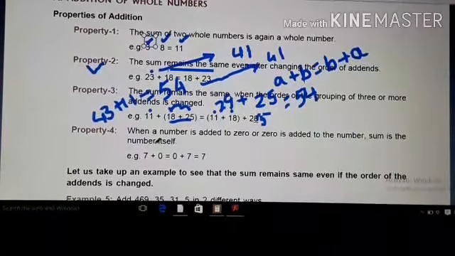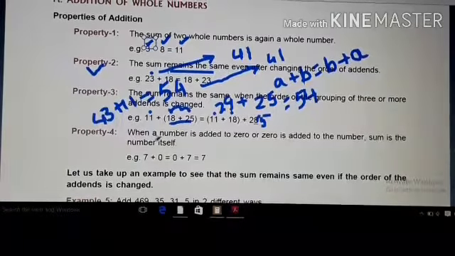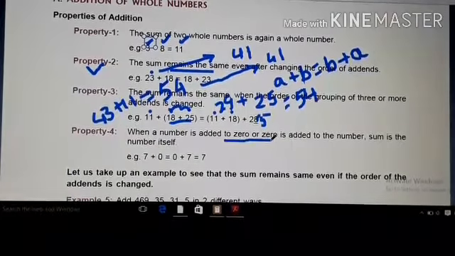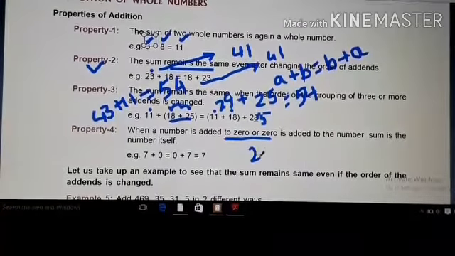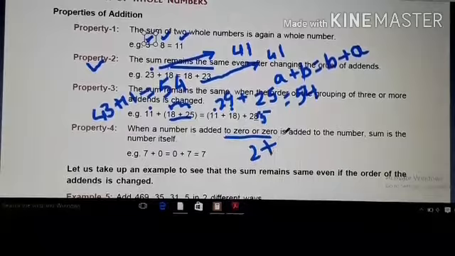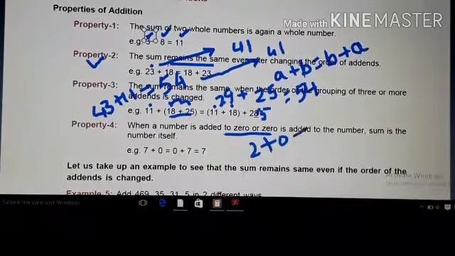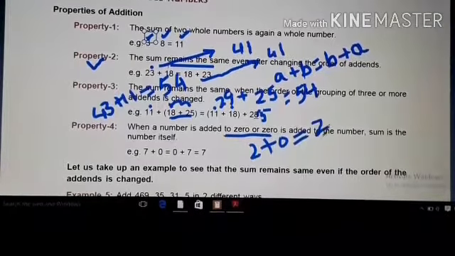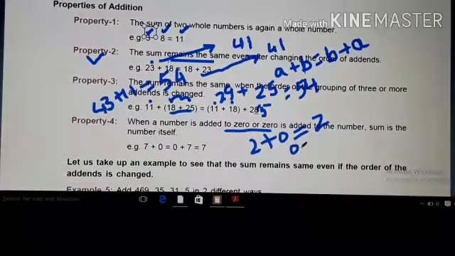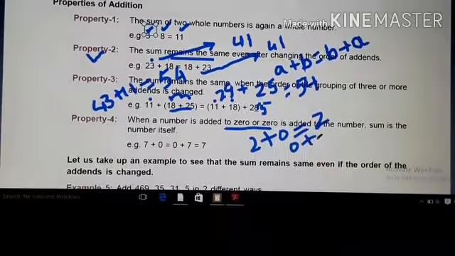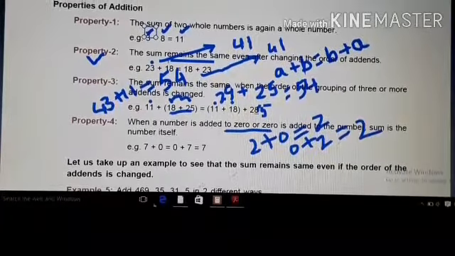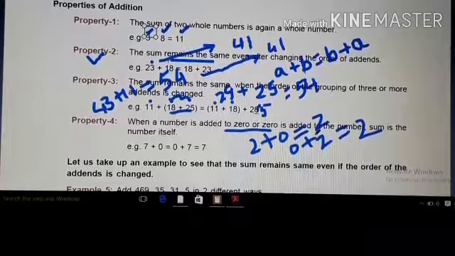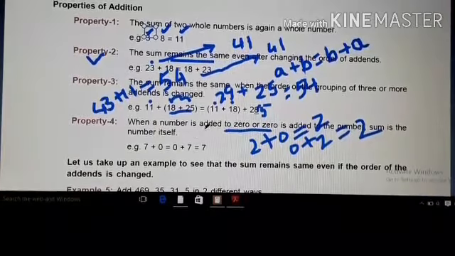Now property number 4: when a number is added to 0, the result is the number itself. That is, when we add 2 plus 0, this gives you 2. Similarly, when we add 0 and 2, this gives you 2. This means when a number is added to 0, or 0 is added to the number, the sum is the number itself.